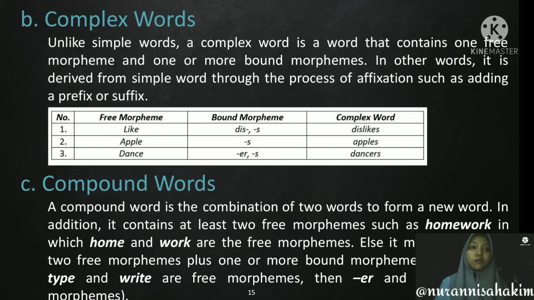And the third one, the last of this, is compound words. A compound word is the combination of two words to form a new word. In addition, it contains at least two free morphemes, such as homework, in which home and work are the free morphemes. It may also contain two free morphemes plus one or more bound morphemes, such as typewriters. Type and write are free morphemes. Then, the affix s is a bound morpheme.